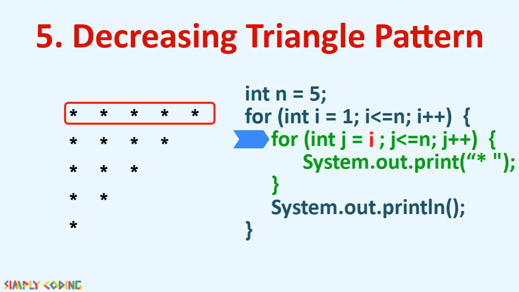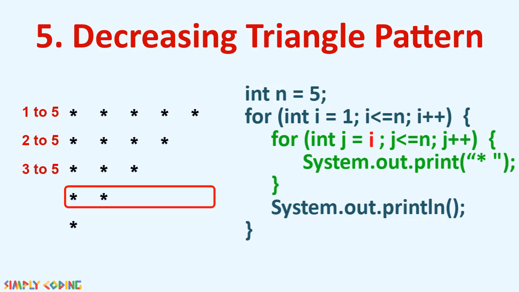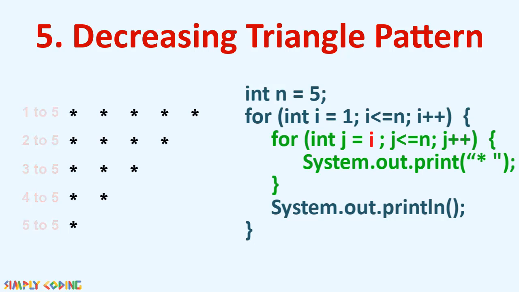So for the first row, the loop will run from 1 to 5, printing 5 stars. Second row, it will run from 2 to 5, that means 4 times, and then 3, 2 and 1 star. This completes our program for the decreasing triangle. So here what you need to remember is that to make the decreasing triangle pattern, the outer loop is from 1 to n and the nested loop is from I to n. The remaining program is exactly the same.